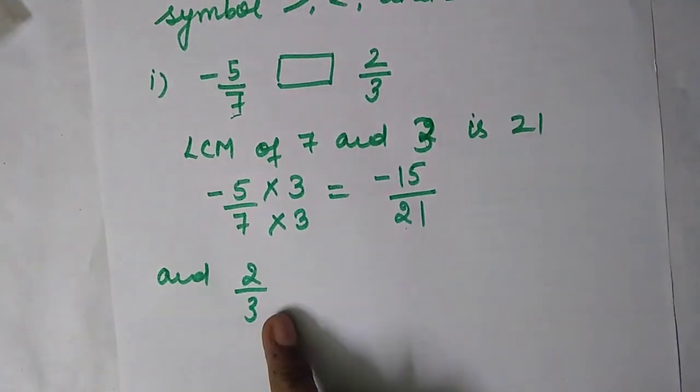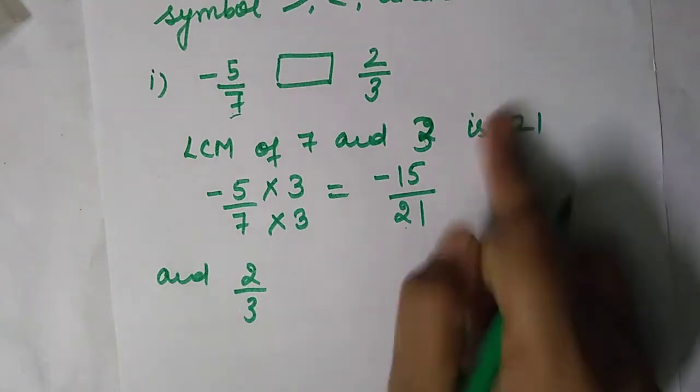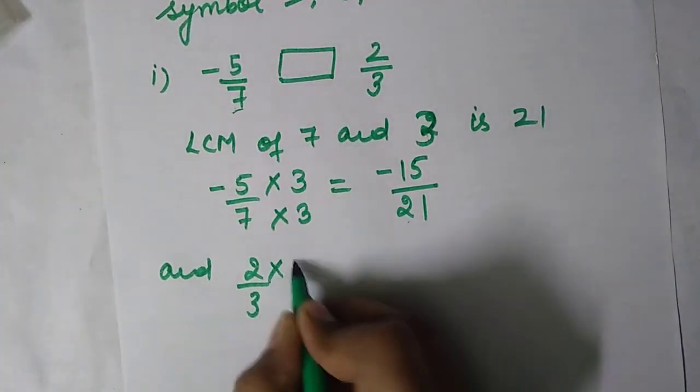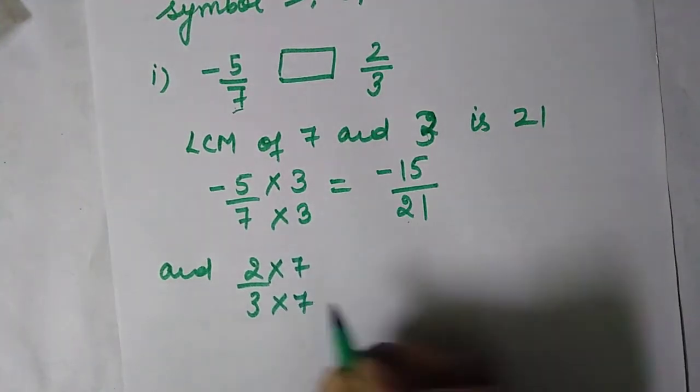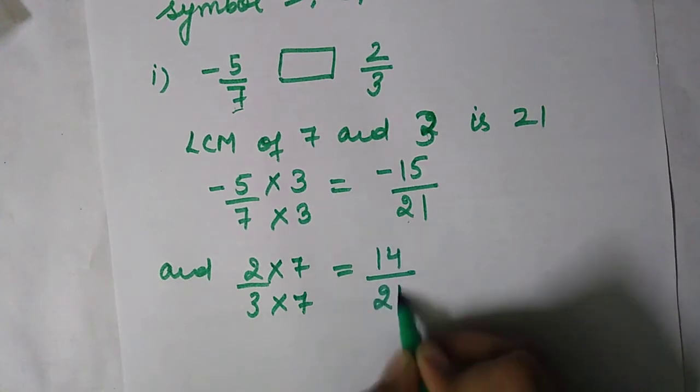For 2 by 3 I have to make the denominator equal to the LCM. You have to think of the number that should be multiplied with the numerator and denominator so that you get the denominator as 21. For that you have to multiply by 7. So it will be 7 2s are 14 over 7 3s are 21.